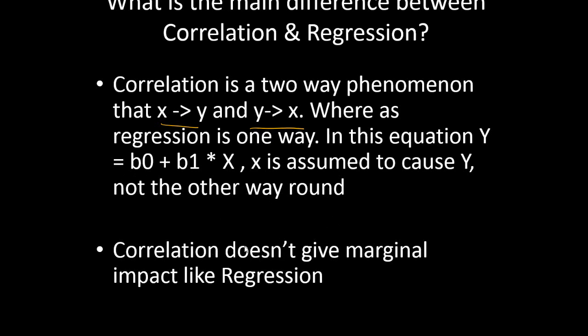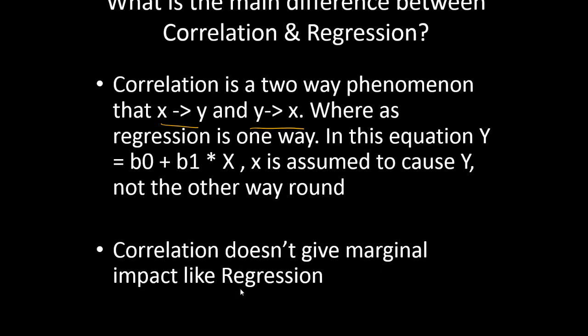The second difference is that a correlation doesn't give marginal impact. That means if we know that two variables are correlated, we cannot say that if we increase one of these variables, say x, by 1 unit, what will be the corresponding impact on y. So that's not possible from the correlation.